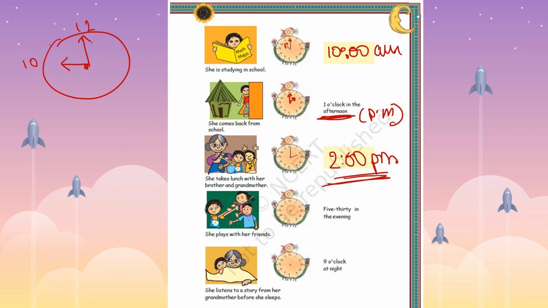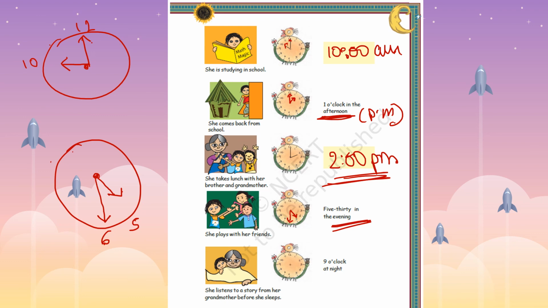At 5:30 in the evening, she plays with her friends. Hour hand at 5 and minute hand at 6. I will draw here. 5, 6. Just a second. Okay. Here we have 5, here we have 6. So hour hand at 5 and minute hand at 6 will give us 5:30 in the evening, or 5 p.m.